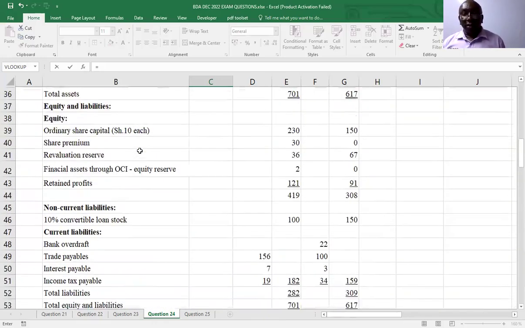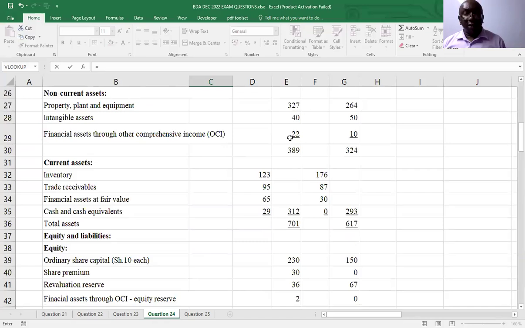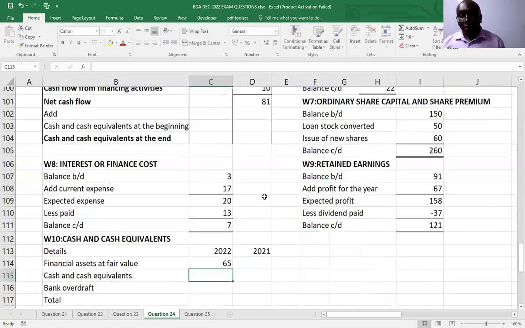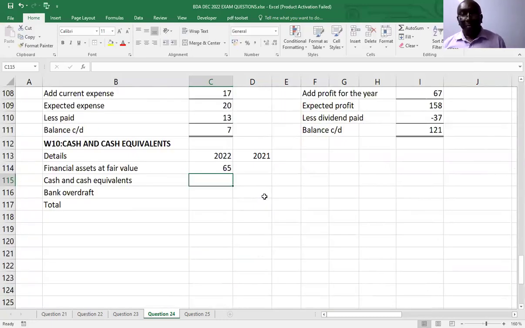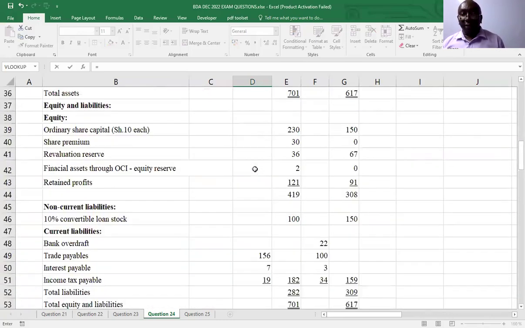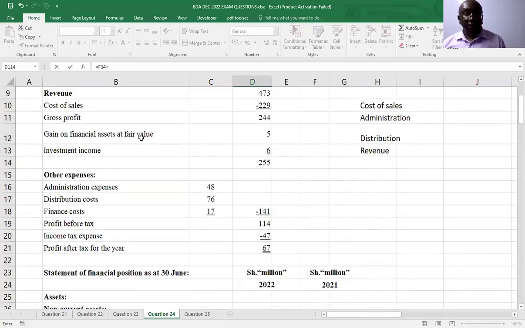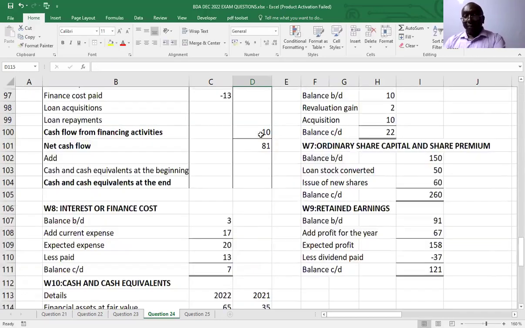So kwanza wacha tulete hii opening. Niko wapi? Current assets. Year 65. Then year 2021, we are supposed to bring this 30. This one. And then we add this revaluation gain here. This revaluation gain on financial assets, this one. Because we have not captured it elsewhere. So we add it there.